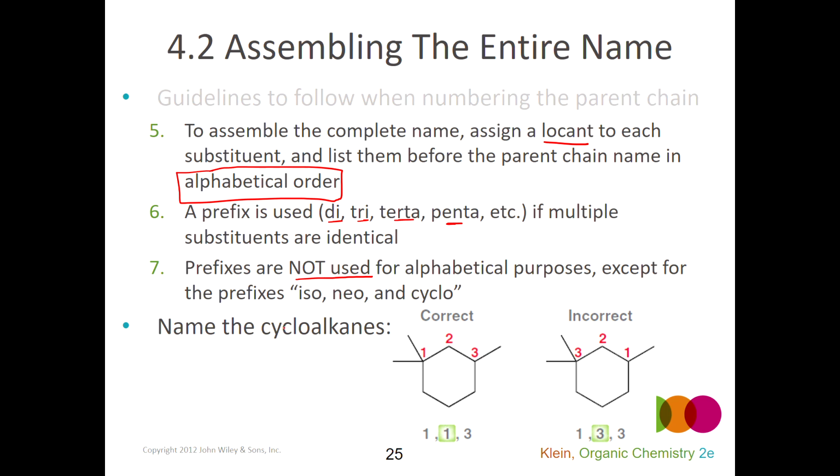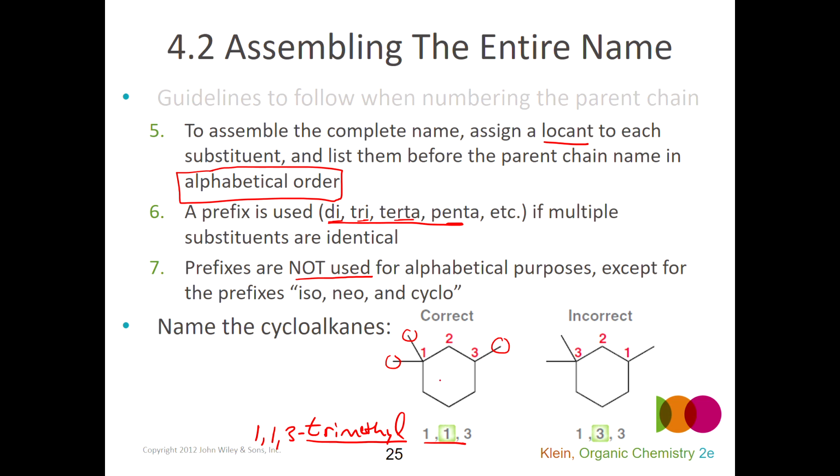Oh wait, I said that backwards. I'm sorry. We need the prefix to tell us how many there are, right? So that was why down here we said trimethyl. Trimethyl implies there are 3 different methyl groups, right? I've got 2 of them on carbon 1 and 1 on carbon 3. And I need 3 numbers to tell me where on my parent chain each of those 3 methyl groups are.